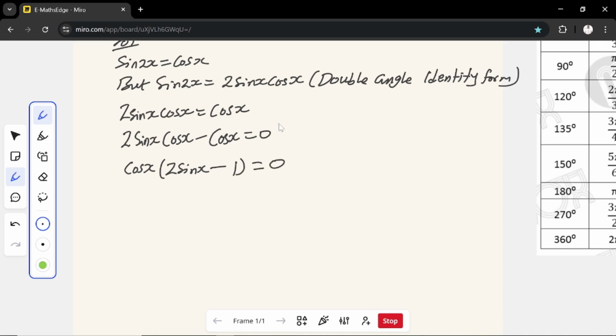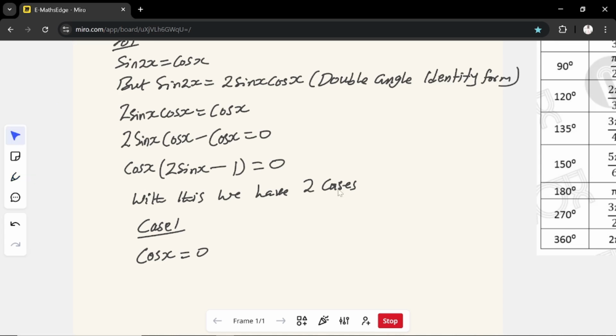So with this, we are going to have two different cases. And what are those two cases? Case number 1 is going to be cos x equal to 0. This is case number 1. Cos x is equal to 0.